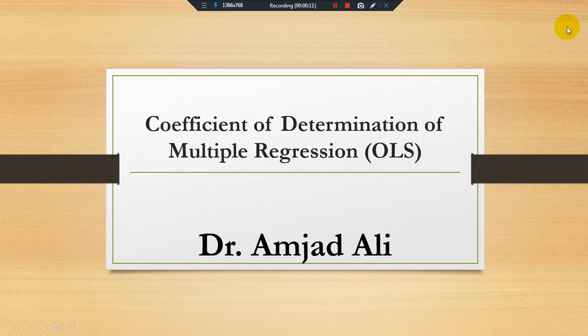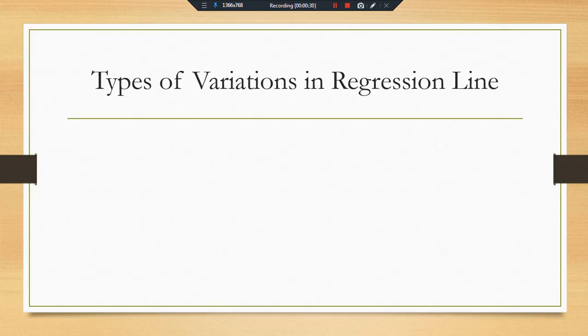Dear students, the definition and interpretation of the multiple regression coefficient of determination and the simple regression coefficient of determination are somewhat the same; only the formulation and notations are different, which will be discussed here in detail. Before discussing the coefficient of determination, let's discuss the types of variation in the regression line.